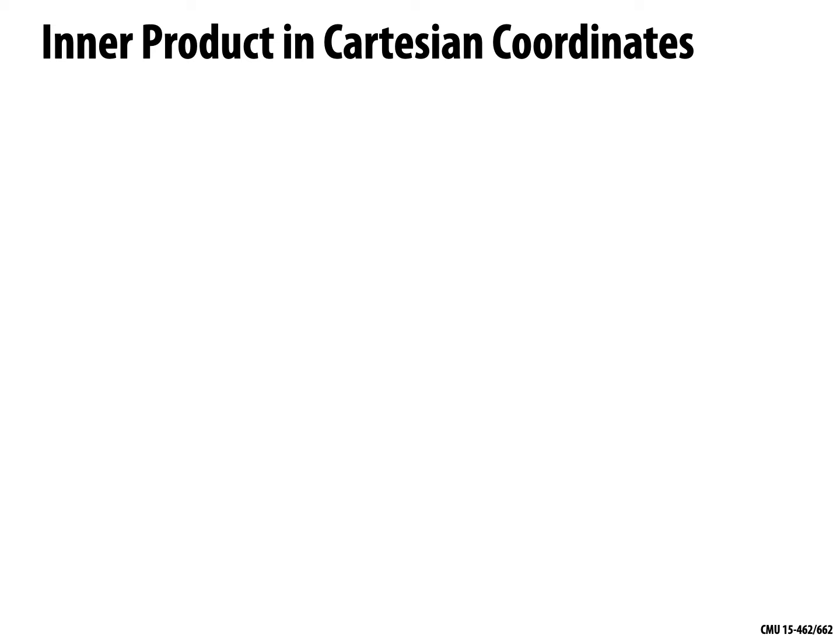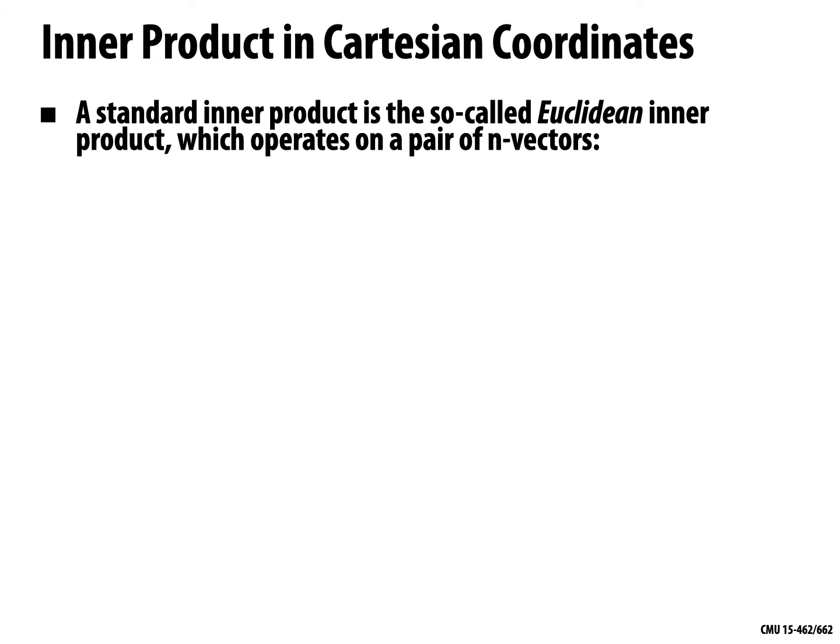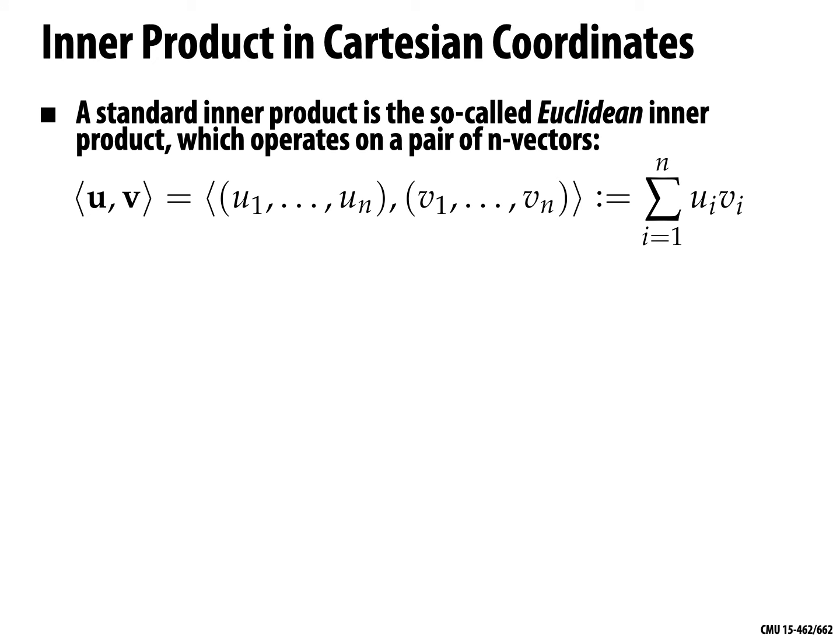So to make this a bit more concrete, maybe you didn't buy some of these properties based on our pictures, but we should be able to work this out in Cartesian coordinates. So a standard inner product on R^n is a so-called Euclidean inner product, which operates on a pair of n-vectors. So now u and v are each given by a collection of coordinates, u1 through un and v1 through vn. And we're going to define the Euclidean inner product as the sum over all the components of the product of corresponding components.